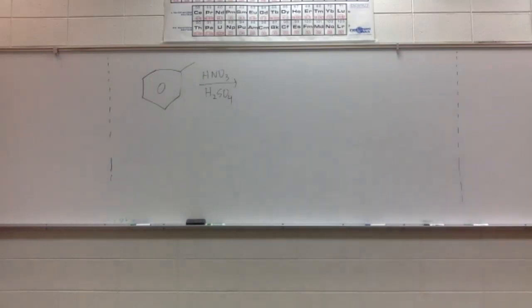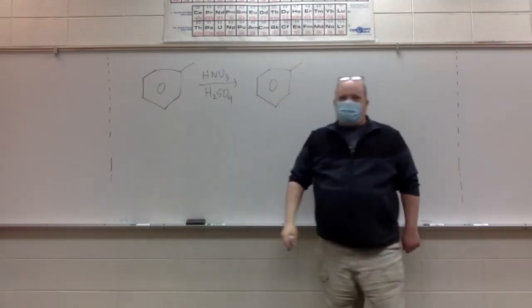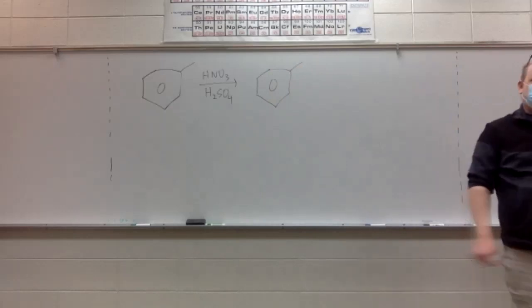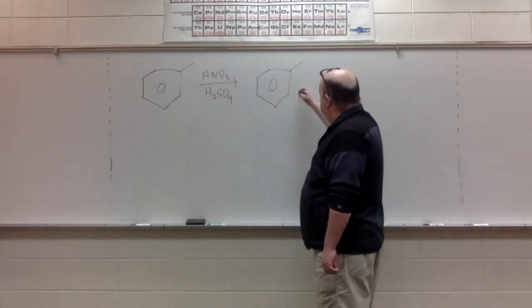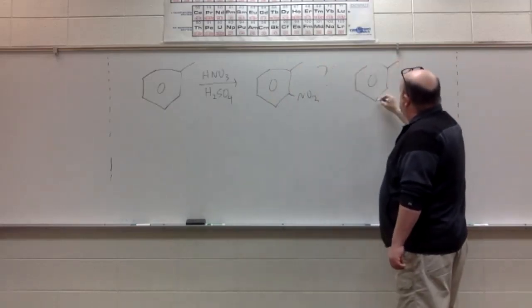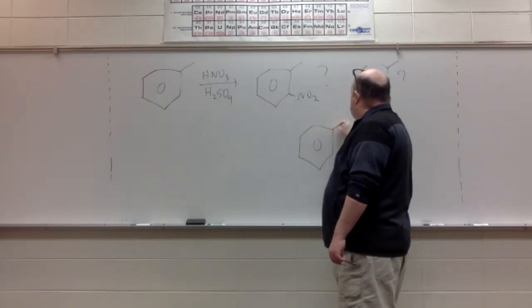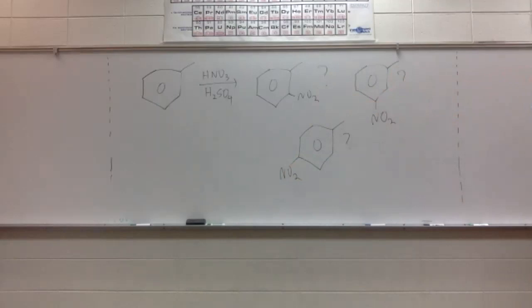We could do a nitration, right? Remember, if you do a nitration, that puts a nitro group on. So what's our product going to look like? Well, just put NO2 on the ring, right? What's the conundrum? What's the question? Which carbon does it go on? You've got 3 different spots it could go. Could go here. Could go here. Could go here. Ortho, meta, or para, right?